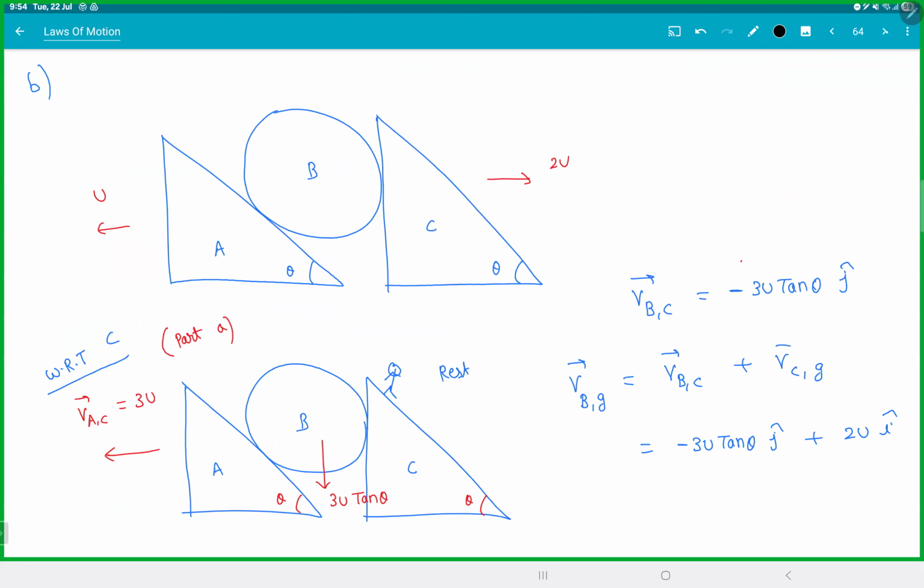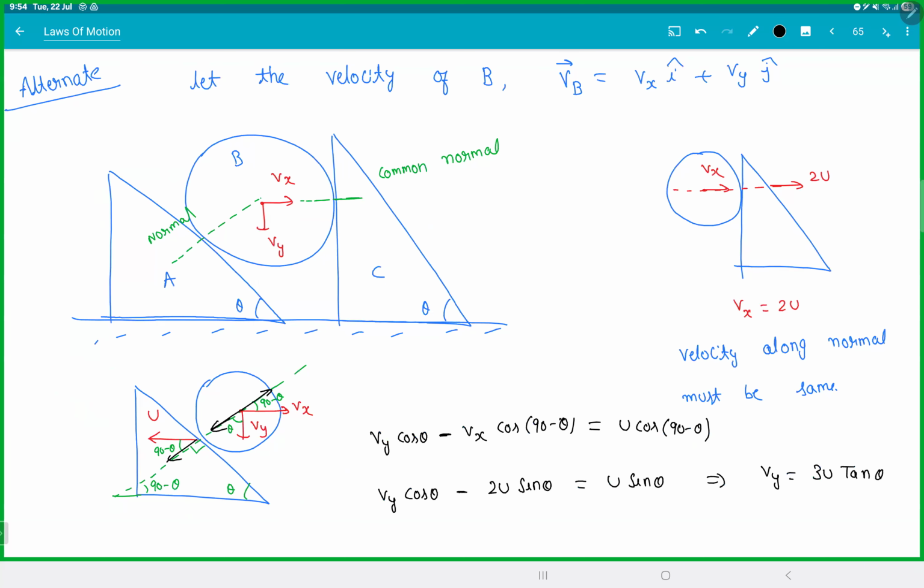But in this method, you have to put in a little effort. Clear with this? This is how you do an alternate method if you take Vx and Vy. Any doubts on this method? So velocity along the normal is same. That is the only concept we are using. So let's see a question where the relative motion thing you won't be able to handle that easily. Any doubts on this page?